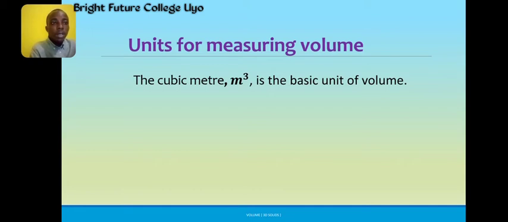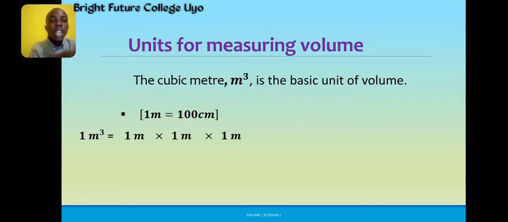So the cubic meter is the basic unit of volume. That's the basic unit we use in finding volume. Now, you recall that 1 meter is 100 centimeters. So 1 meter cube will be 1 meter times 1 meter times 1 meter. Meter times meter times meter will give you meter cube. You get that? And you remember that we said 1 meter is 100 centimeters.